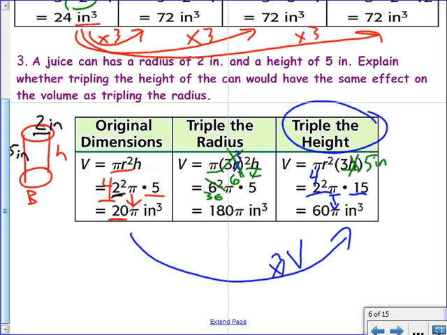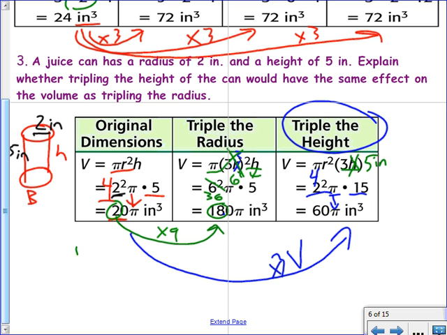36 times 5 times pi is 180 times pi. If you think about it, 20 times what number gives you 180? That's 20 times 9. So what we did when we tripled the radius, we actually multiplied the volume by 9. Okay? So we get something very different here. And the reason for that is this square term here.